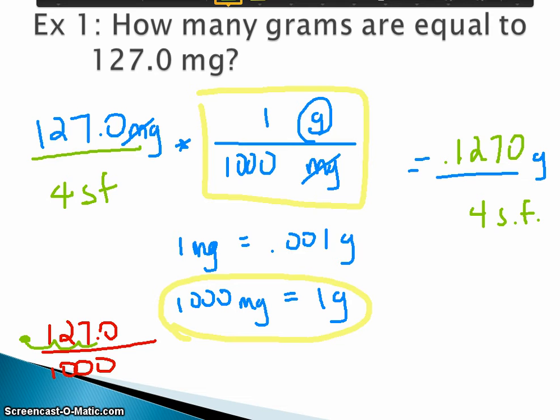You can use the metric conversions in other ways. Sometimes you'll be multiplying by a power of 10 or dividing by a power of 10, but the point is you want to make sure that the units cancel. Hope this helps.